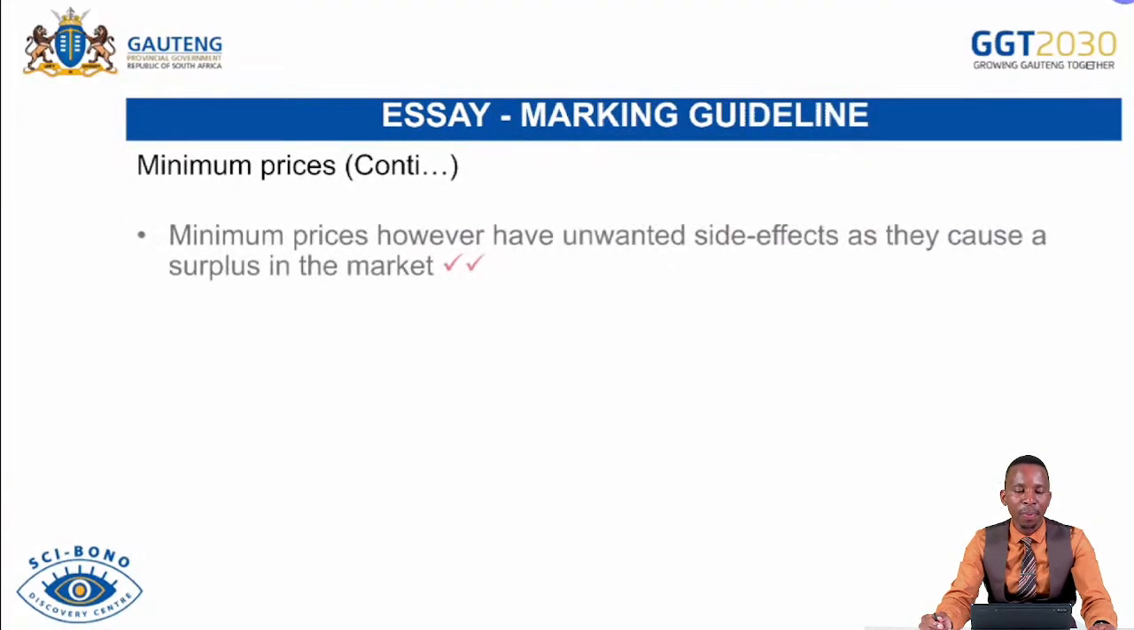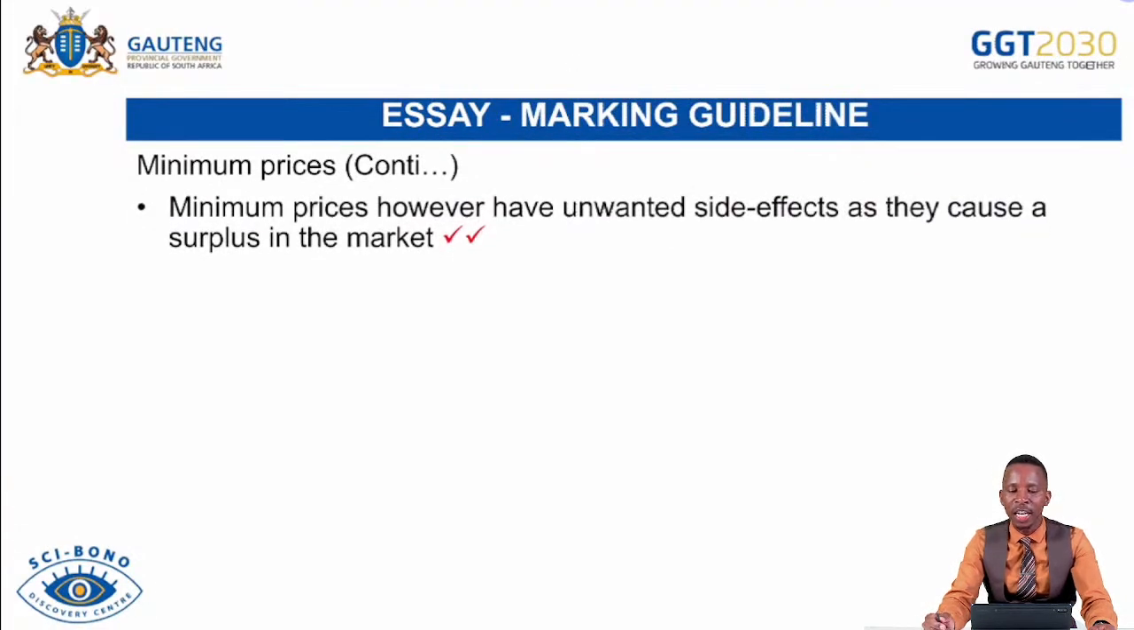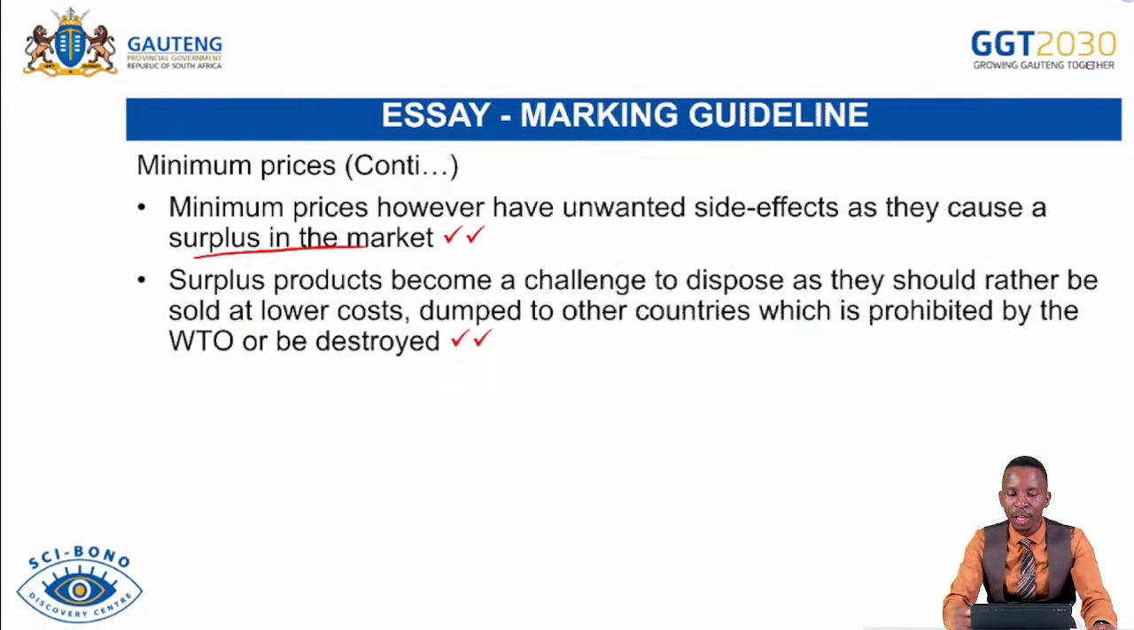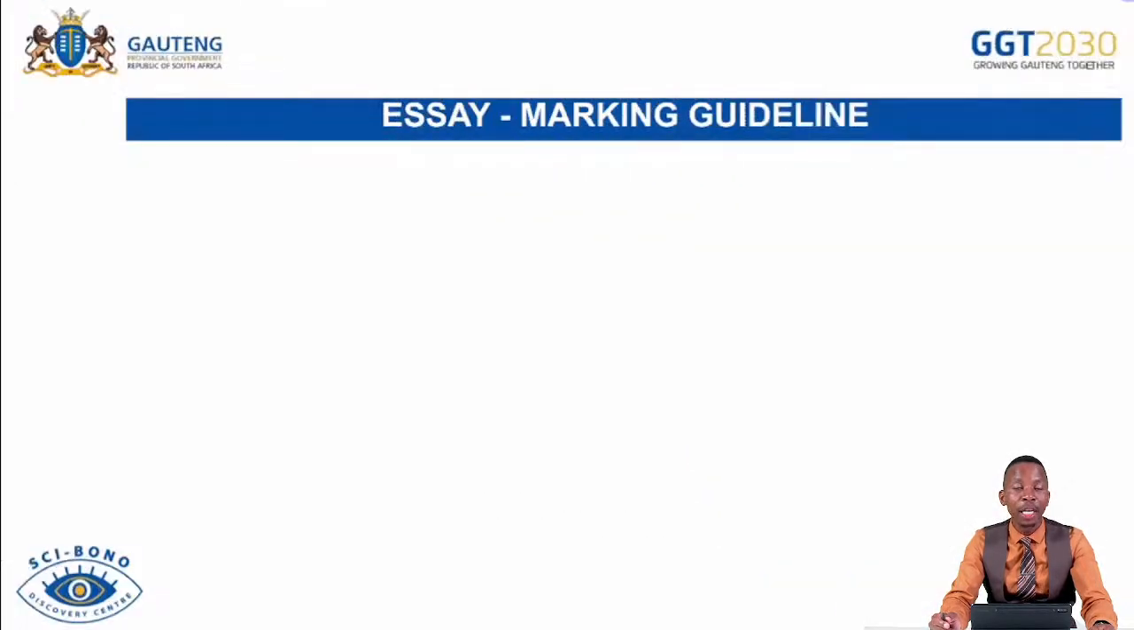We continue with the minimum price. The minimum price, however, has unwanted side effects as it causes surplus in the market. So there will be a market surplus or oversupply of goods that can be wasted in the economy. Surplus production becomes a challenge to dispose of, as it should rather be sold at a lower cost within the country or dumped into other countries at a lower cost, which is prohibited by the World Trade Organization. So they can be destroyed if they are available in large quantities within the country, if they cannot be dumped in foreign countries.